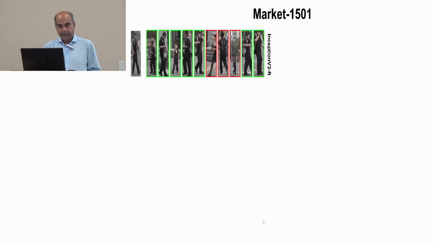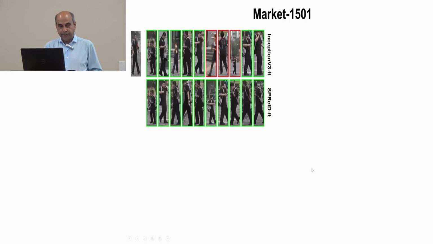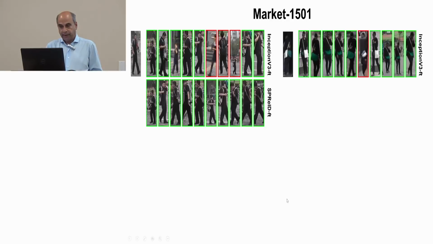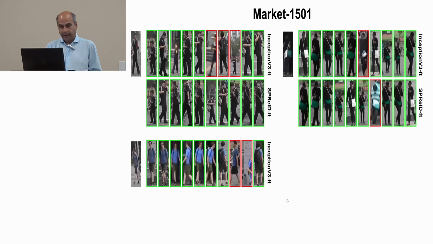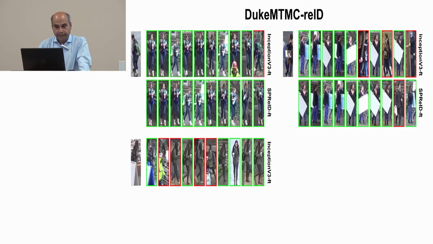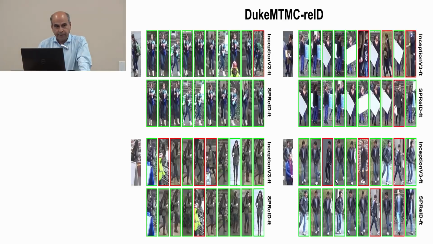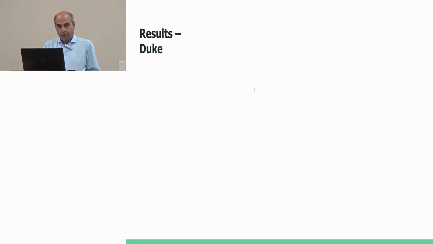So this is one data set, and it's important to show the results on several data sets, otherwise the paper doesn't get accepted. So the Market data set, again, Inception V3. This is using our semantic segmentation, and this is another example, and so on. Pretty good results. And the Duke data set, same phenomenon, we can get almost all of them correct. So using the different body parts and multiplying those with the Inception V3 features helps.